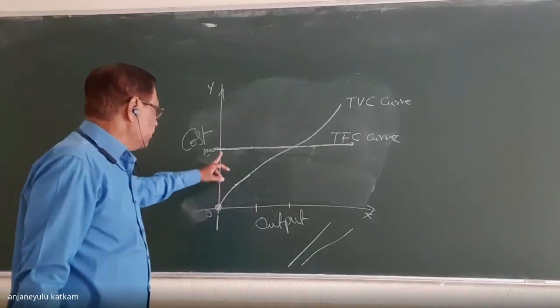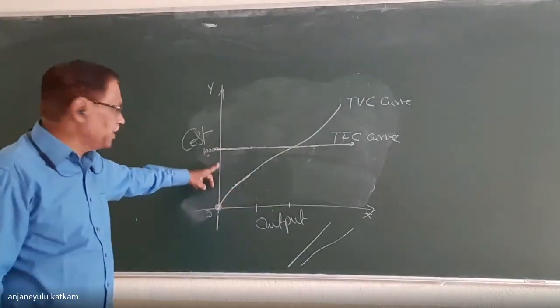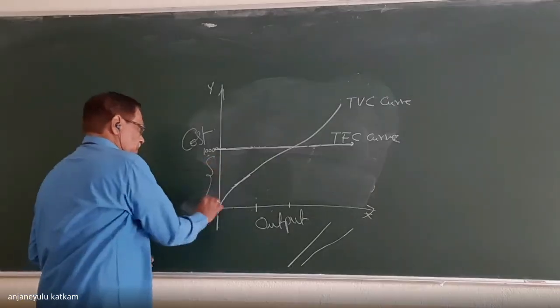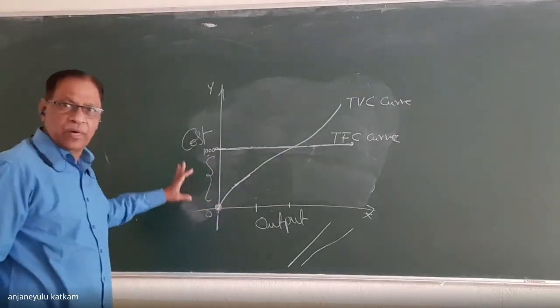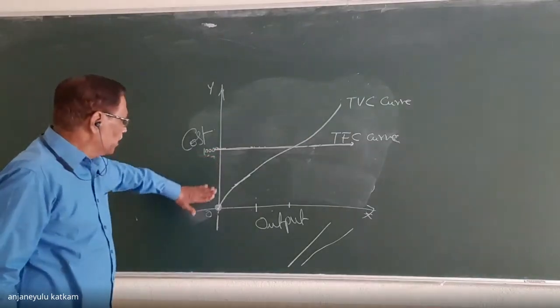Whereas a fixed cost curve starts from somewhere else on the y-axis, representing that fixed amount. This is the fixed cost, this is the amount. Therefore, it's starting from somewhere else here. Okay, now we got these two curves.